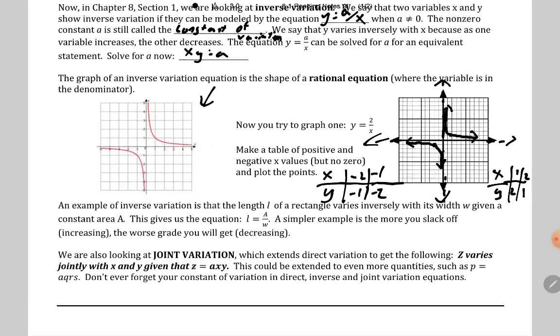We're also looking at joint variation, which extends direct variation to get the following. Z varies jointly with x and y, given that z equals a times x times y. This could be extended to even more quantities, such as p equals aqrs. Basically, it's saying there are different variables affecting an outcome.